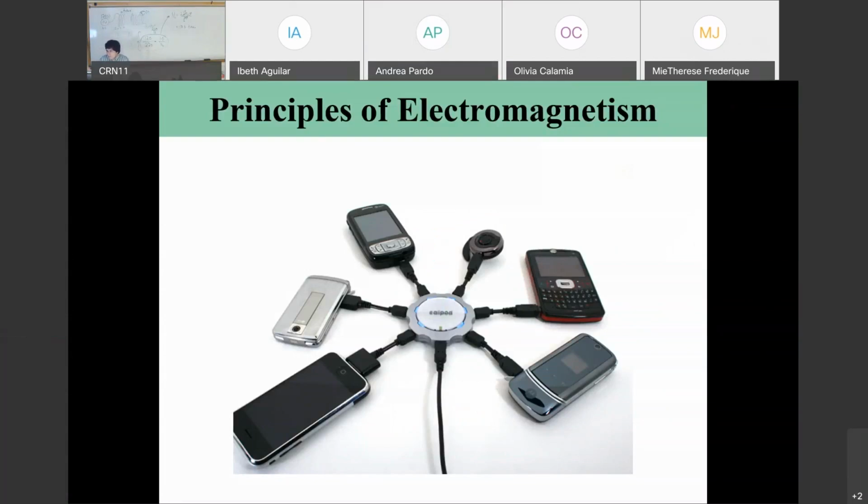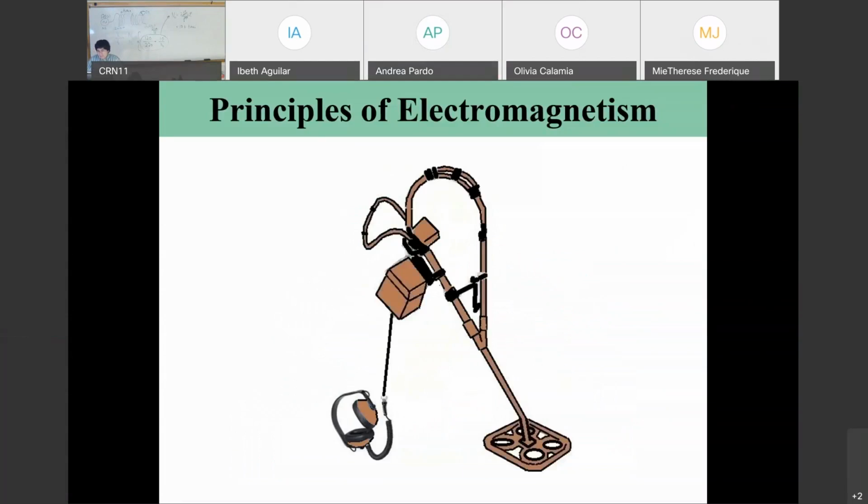Transformers are found in different electrical appliances. Then you can also have applications of induction in a metal detector. It's based on magnetic pulses. And how are they produced?